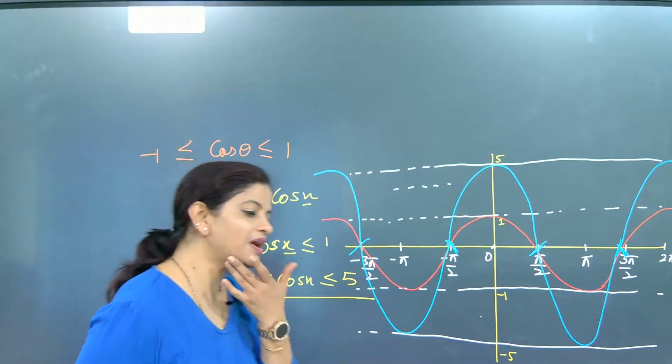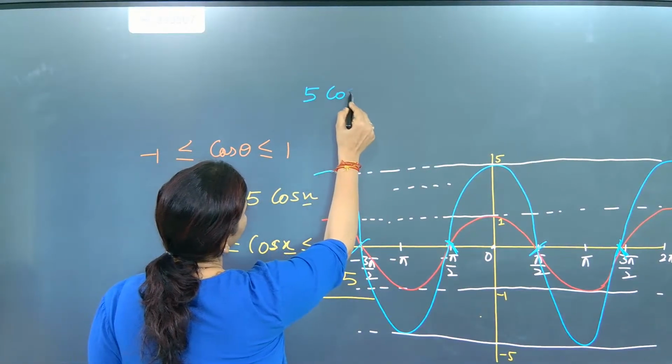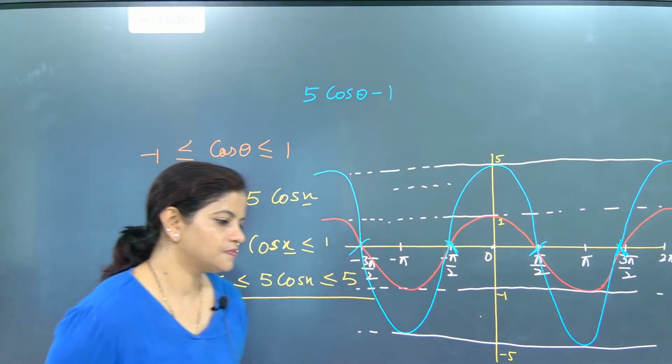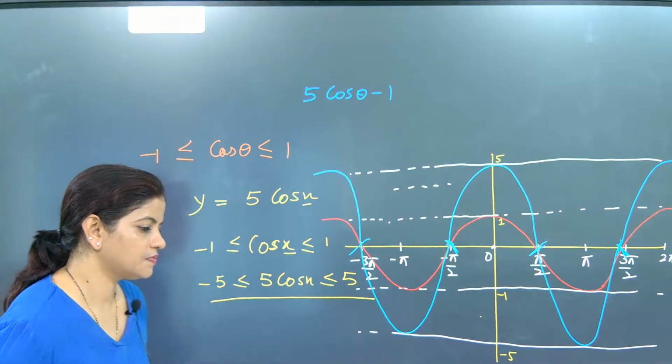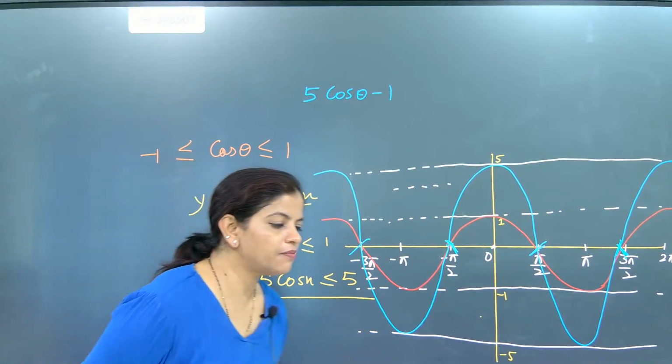If somebody asks you this question, 5 cos theta -1, then what will you do? 5 cos theta -1.